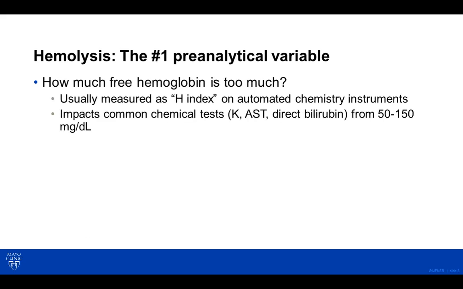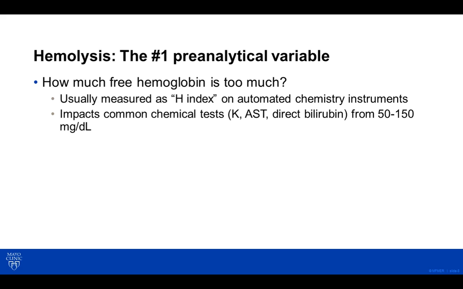So with all of that and those caveats, how much free hemoglobin is too much? We usually measure this on automated chemistry equipment, which nowadays has an H-index, an optical measure of free hemoglobin, and the H-index, at least on the Roche technologies, roughly correlates to the milligrams per deciliter of free hemoglobin. And so for most of the most sensitive tests to hemolysis, they start to become unacceptable when they're somewhere between 50 and 150 milligrams per deciliter of free hemoglobin. So in general, hemolyzed would have a free hemoglobin above that. Now again, it will be test specific, so a lot of tests have very generous tolerance.